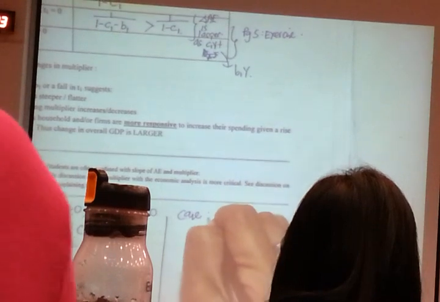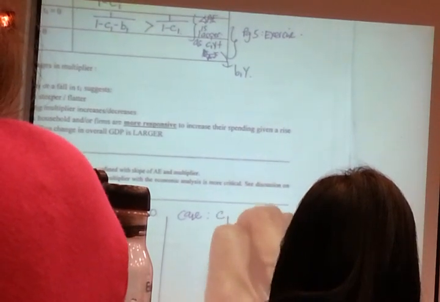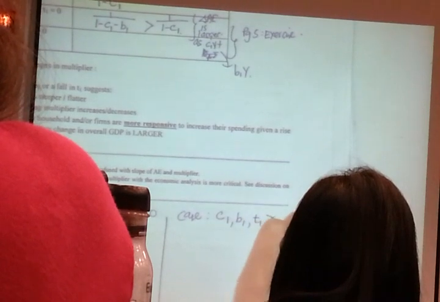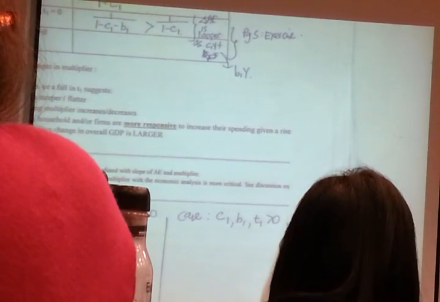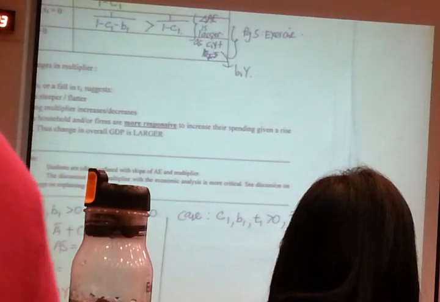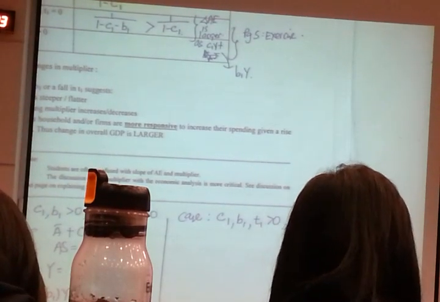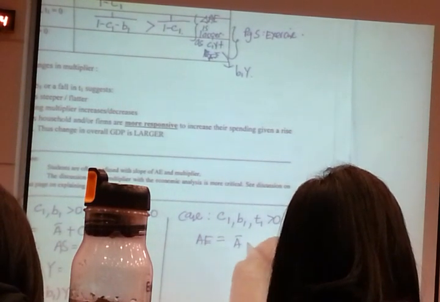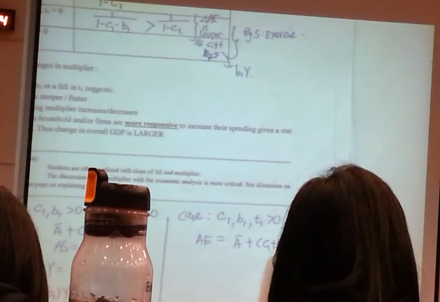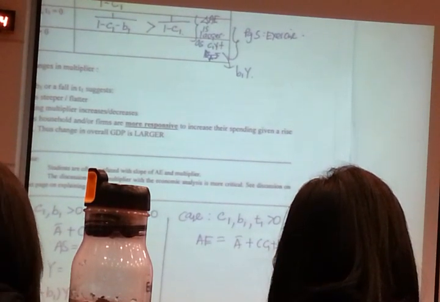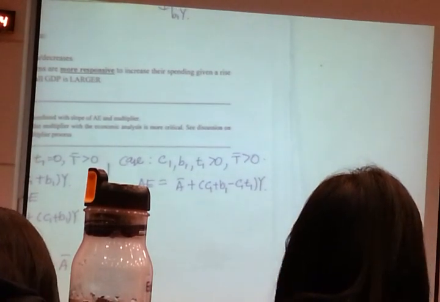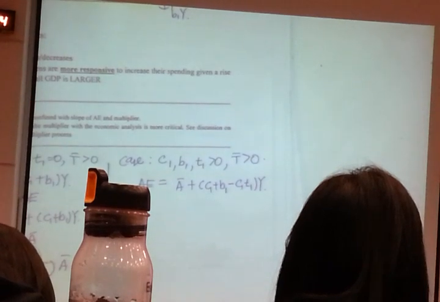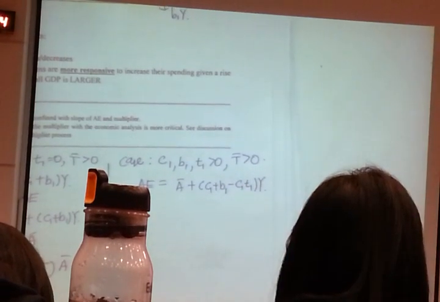Okay, now let's do the bottom case. Alright, now we have C1, B1, T1 positive. Okay, so let's assume T bar is also 0, B2 is 0, okay? Throughout B2 is 0. So AE was A bar plus C1 plus B1 minus C1 T1 times Y. So if you're not familiar, go back to your page 5 exercise question and you will see. So how you construct your AE will affect the rest of your answer.